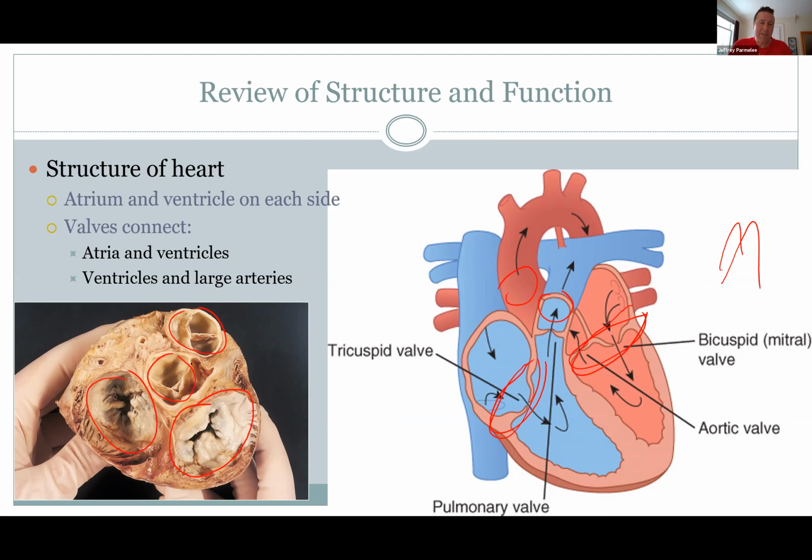There we go. Guys, take a look at it. Don't forget the wall between the chambers is the interventricular septum.